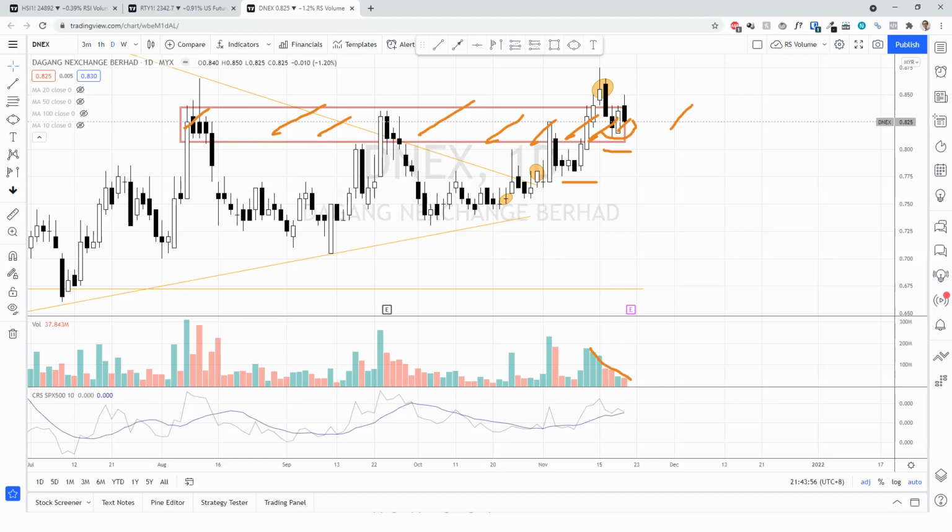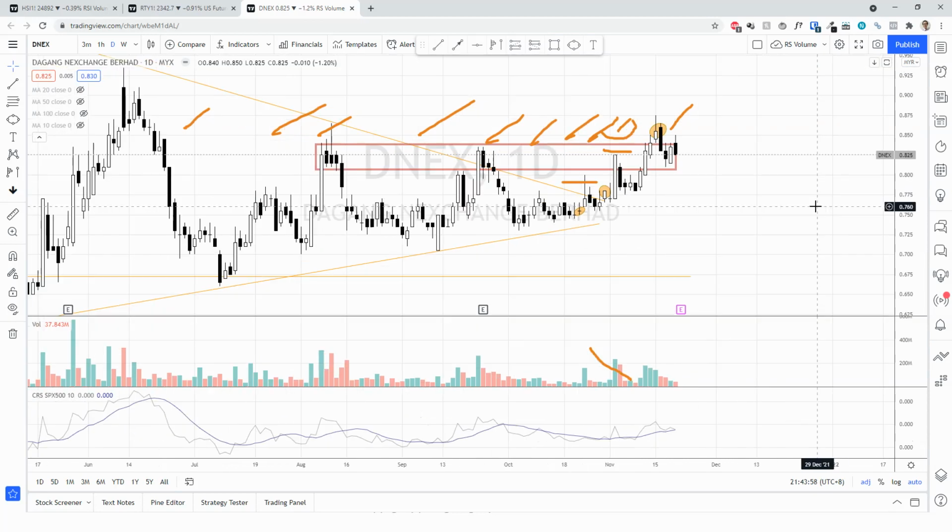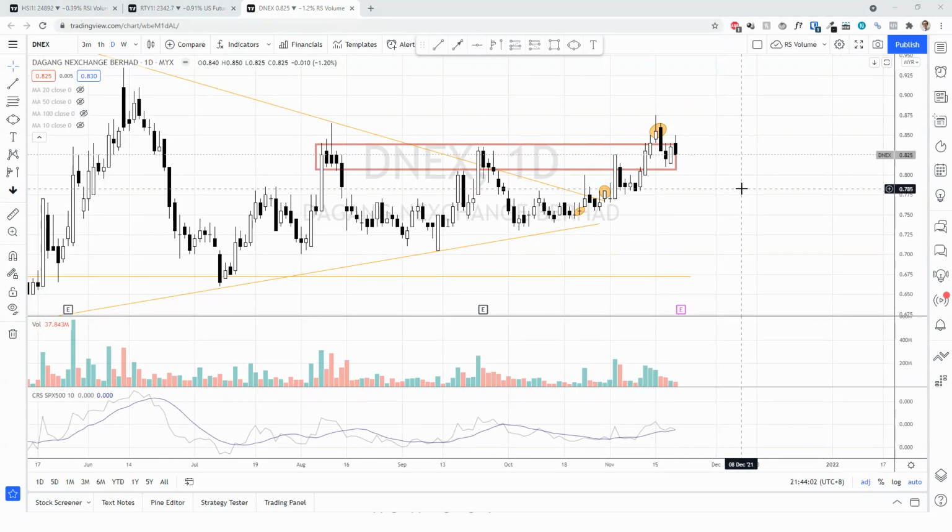Dave just said that it looks like a VCP. VCP wise, it's still a bit volatile to me. I'd prefer somewhere around here or here. This looks more like a VCP to me, while this is quite volatile.